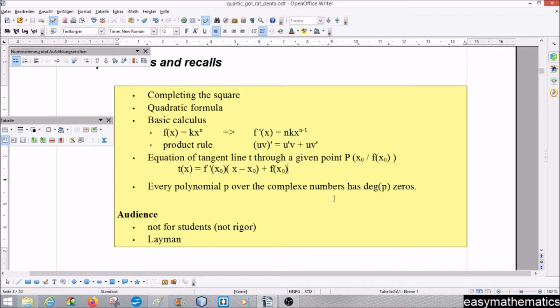The audience for whom is this video? It's not for students. So if you study mathematics, then you will be disappointed, I guess. It's not rigorous. It's more for laymen or for people who are interested in polynomials. If you have basic knowledge, then you can follow. If you do not know stuff about completing the square, please make sure you know that. I will not go through these kinds of details.